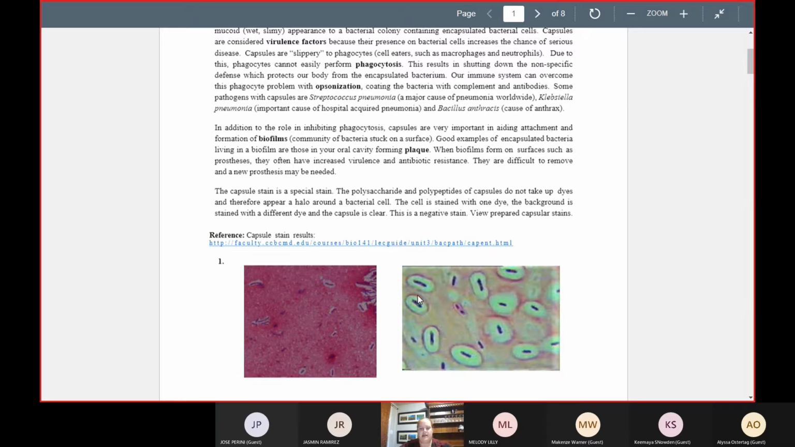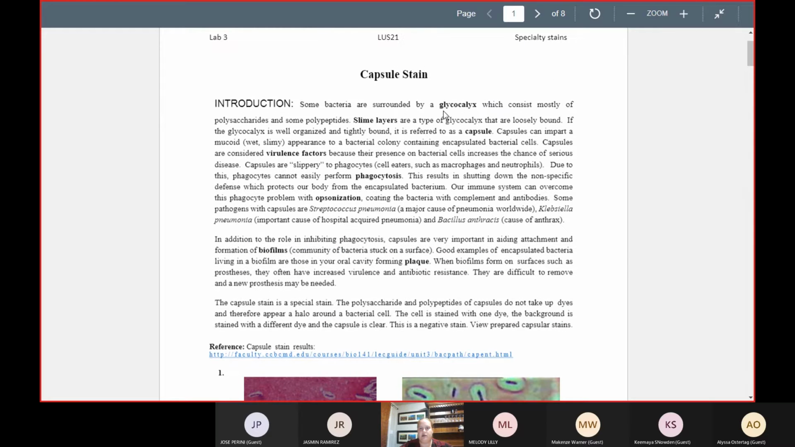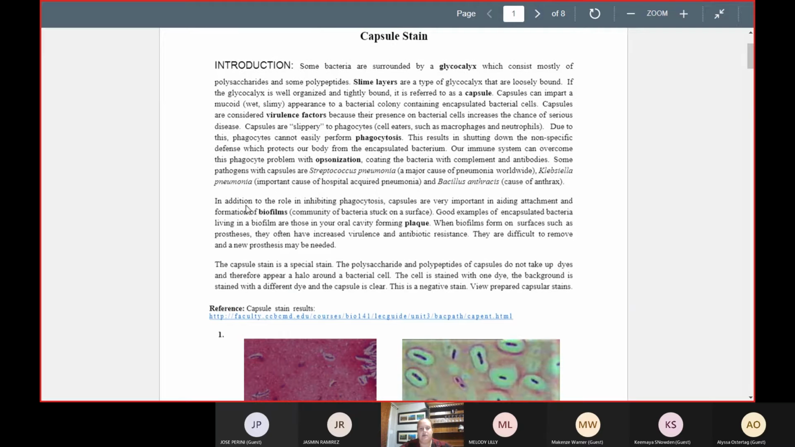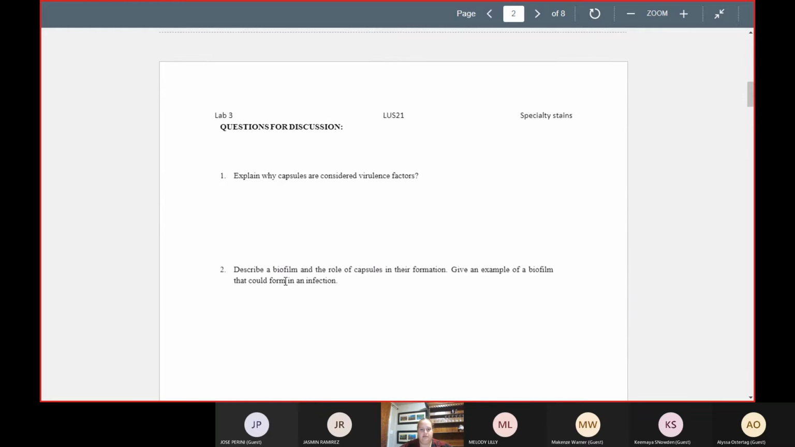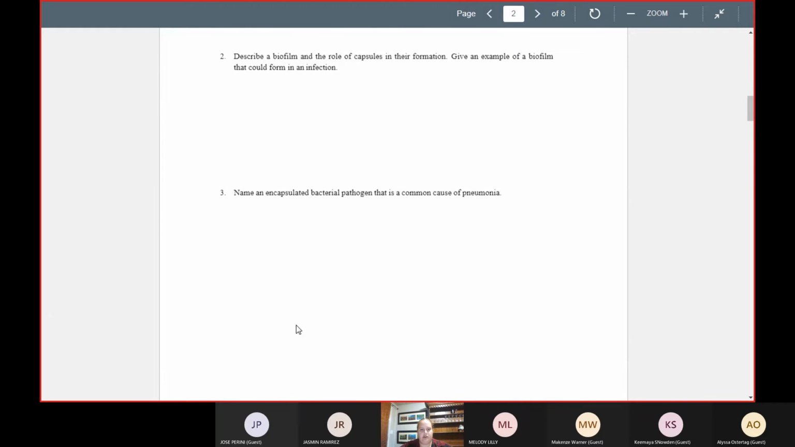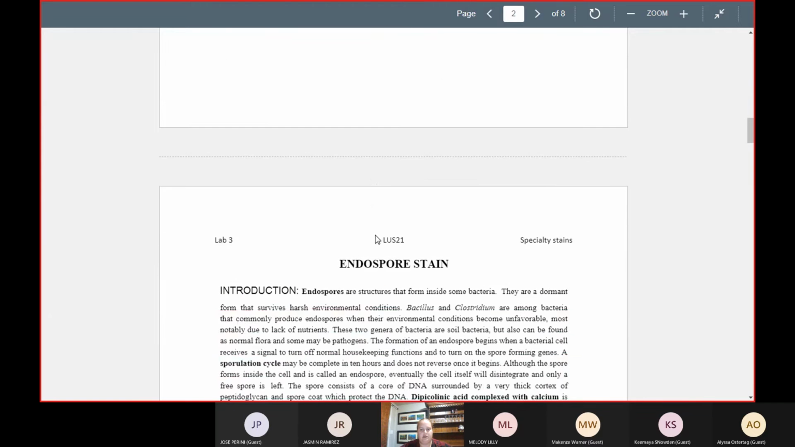So whether or not a picture has capsules or doesn't, so both of these would be positive for capsules or positive for glycocalyx. And then why this would be important in biofilm formation or plaque formation, and why it would be considered a virulence factor. So that's probably what these questions talk about there.